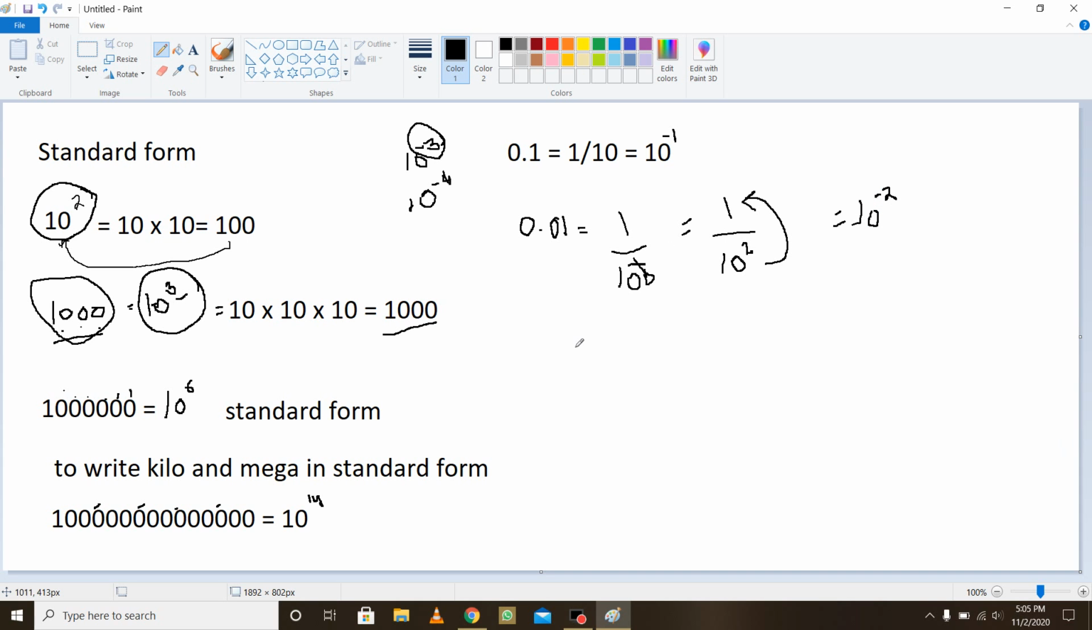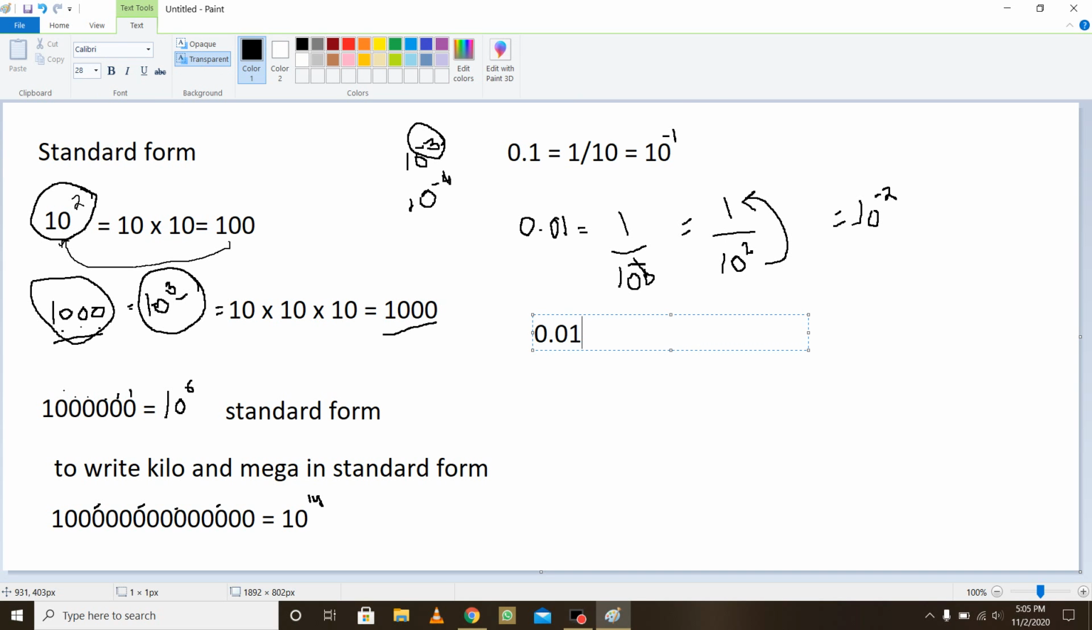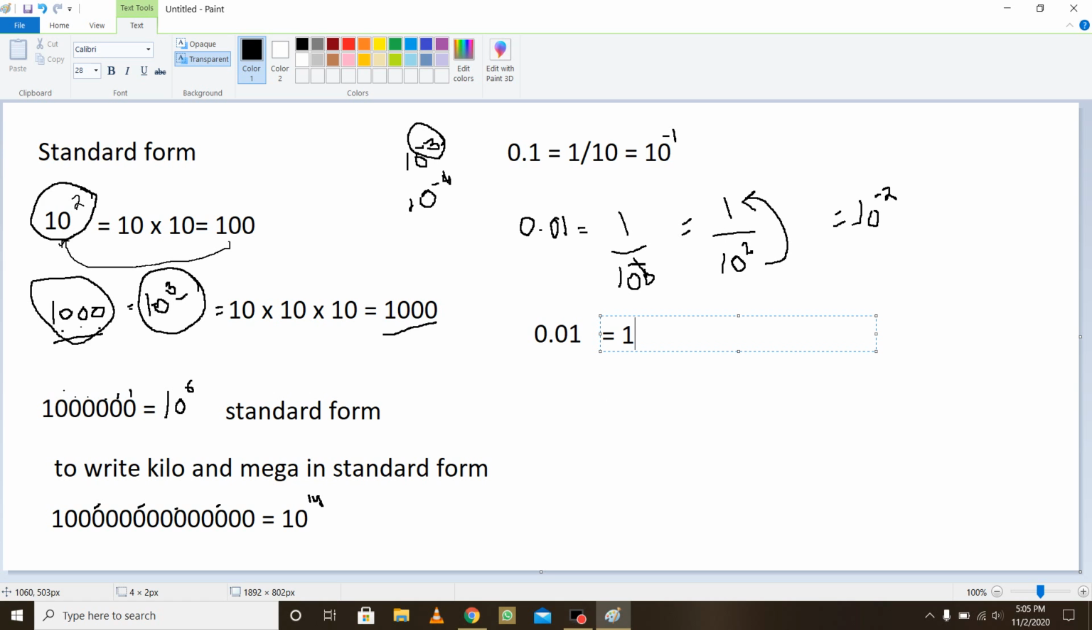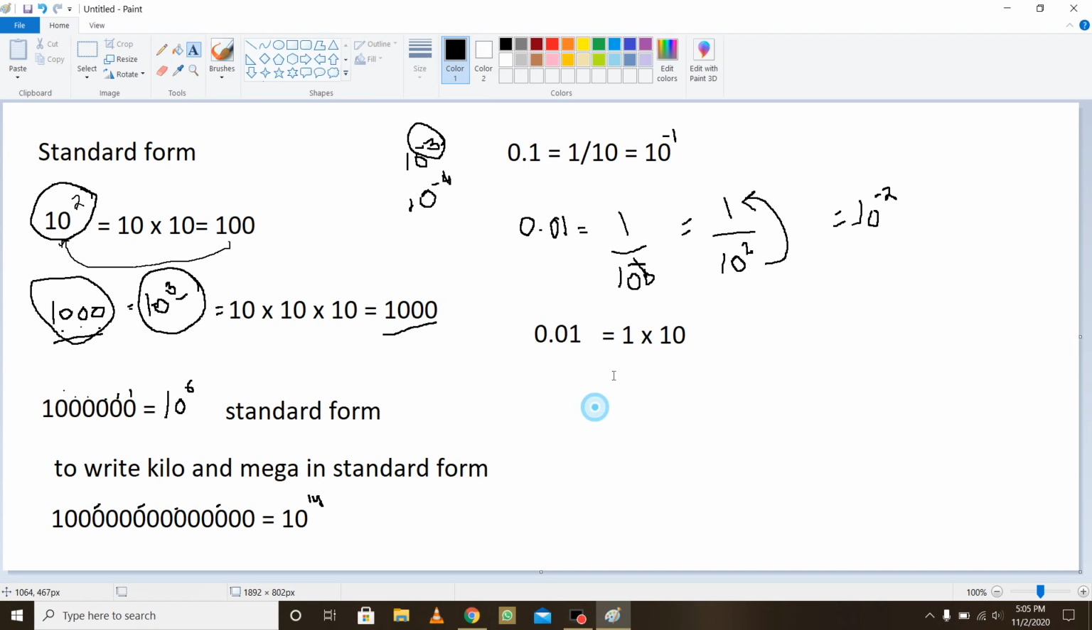There is another way to solve it. You have written 0.01 here, and that would be equal to 1 multiplied by something. For 1 you can skip the number 1, there is no need to write it, but in standard form you can even write it. So if you want to shift this 1 to this position, we have to shift it 2 decimal places to the right.